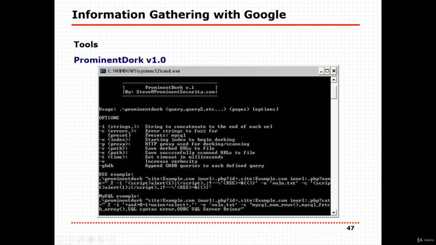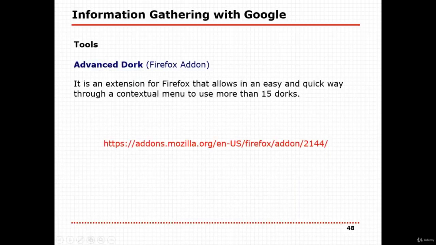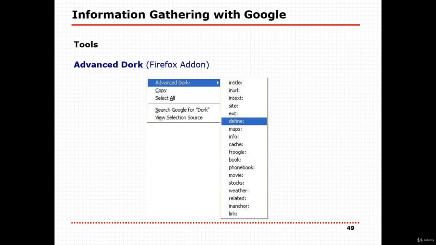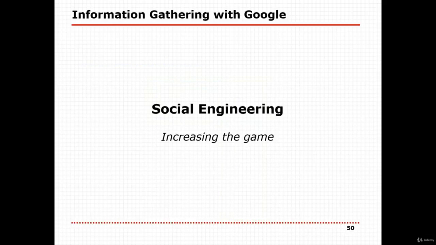So this is Prominent dark version 1.0, it looks like this one. This is a CLI command use. Advanced dark tools is an extension for Firefox that allows you an easy, quick way through the contextual menu to use more than 15 dorks. So you can also use this Firefox add-on, Advanced Dark. If you want the extension for Chrome also, you just search for dorks for Chrome extension and you will get a lot of information from there. There are many more dorks.